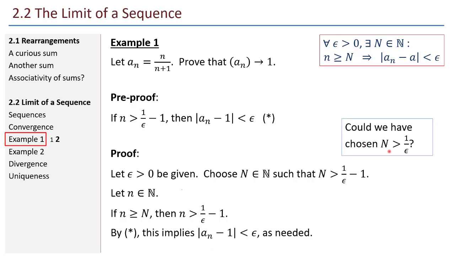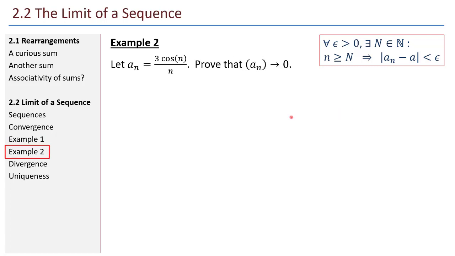Could we have chosen big N greater than 1 over epsilon? I had big N greater than 1 over epsilon minus 1. Yes, I can. There's no danger in choosing something bigger, right? I can say, instead of let's choose n bigger than 1 over epsilon minus 1, I could have said let's choose n bigger than 1 over epsilon, plus 1,000. That would have been good. As long as I take something bigger than the 1 over epsilon minus 1, I'm good.